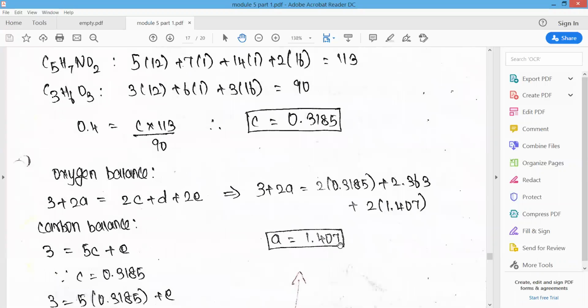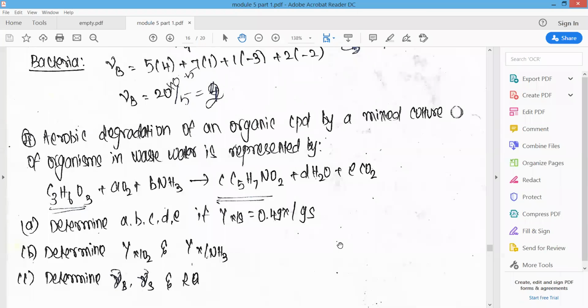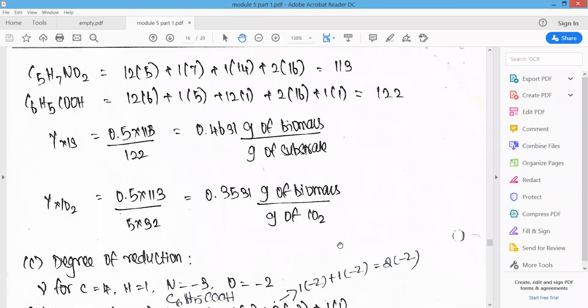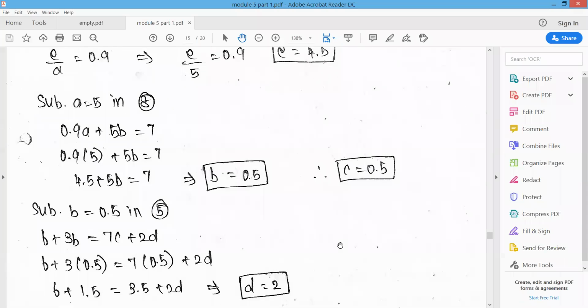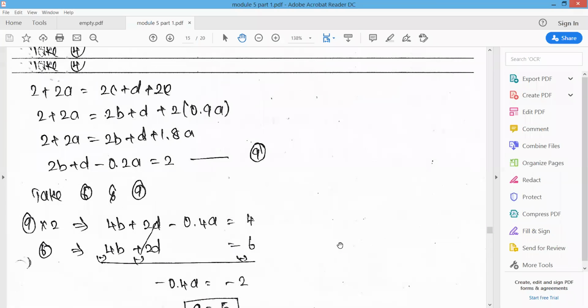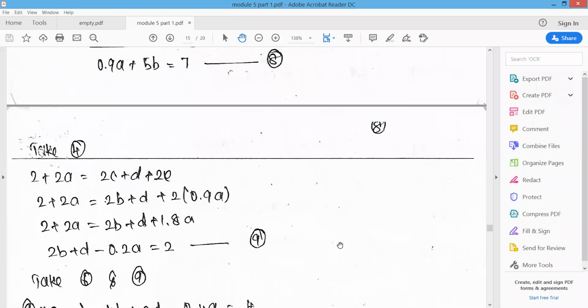So the stoichiometric coefficients are nothing but you have to write the balances and then solve the equations to find the stoichiometric coefficients. And while finding the yield coefficients, don't forget to put in the coefficients, that is the moles, the A, B, C, D values. That is the only point you people should remember very clearly.